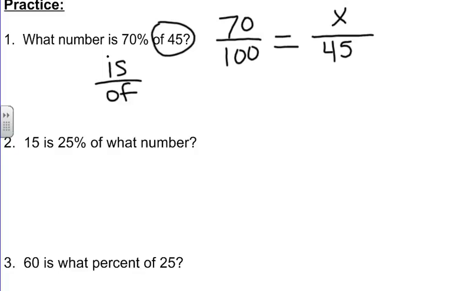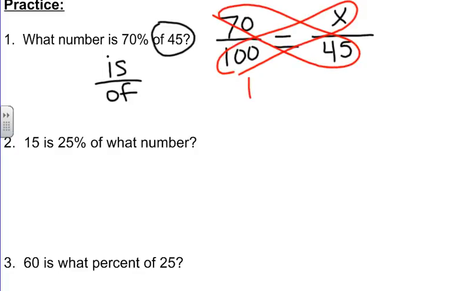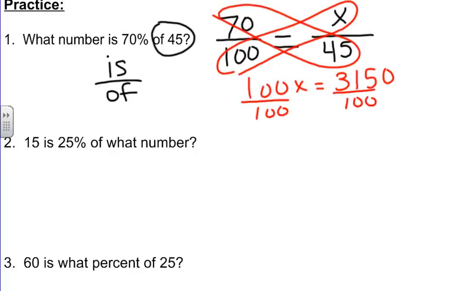Now all I have to do is cross multiply and solve. I get 100x equals 3,150. I have to now divide each side by 100, and I will get x equals 31.5. So, what number is 70% of 45? That would be 31 and a half, 31.5.